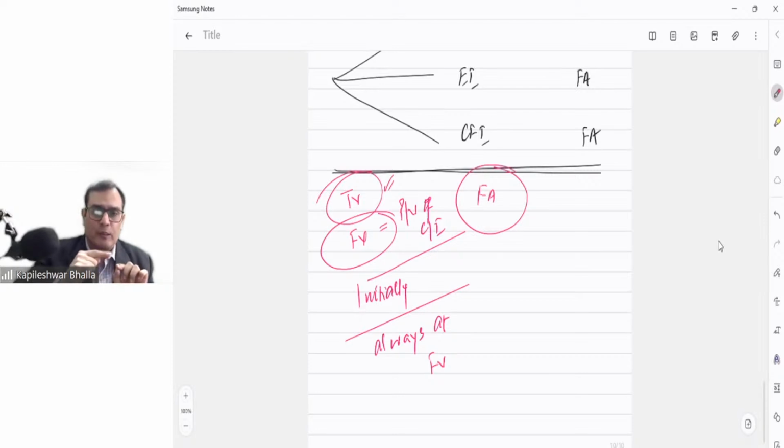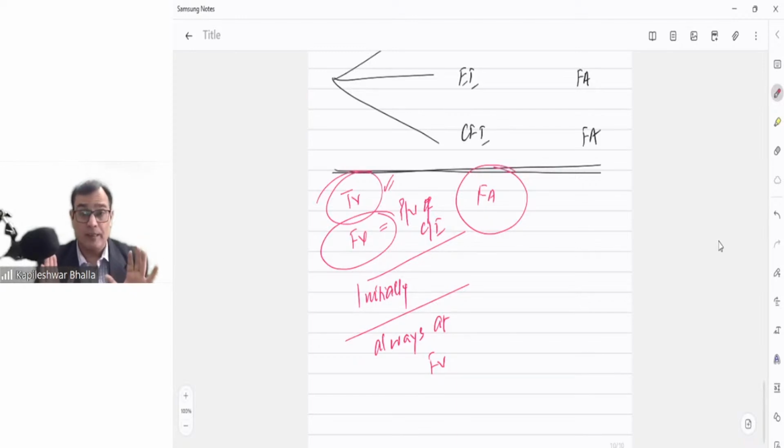You can say you're going to get 1 lakh rupees at the end of each year, and you're going to get that 10 lakh rupees at the end of 5th year. So the present value of all those future inflows is what we can say is a fair value.